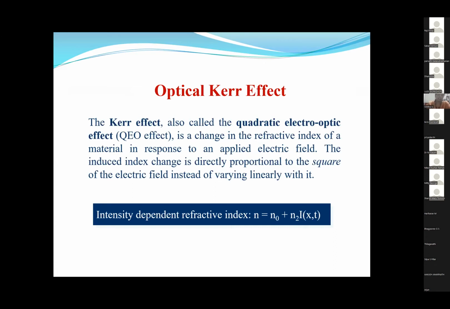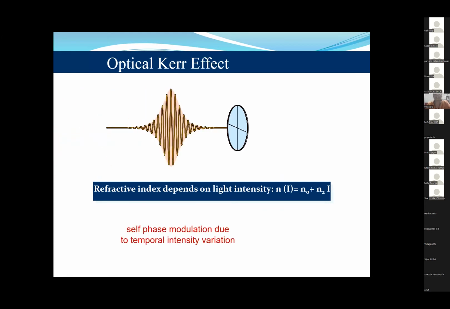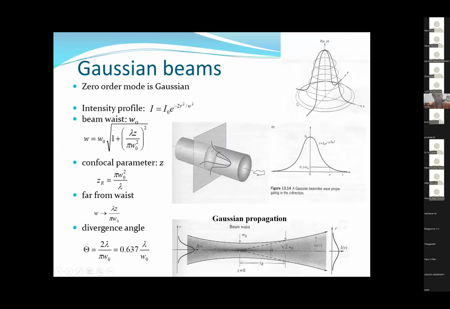Then how do you say that the nonlinearity is coming out because there is an intensity change? The answer lies in this: the intensity of the laser is not changing, but the laser itself is actually intensity dependent. The laser has a Gaussian profile, which actually helps in the intensity variation. Have you seen the Gaussian profile? This is what we call the Gaussian profile.